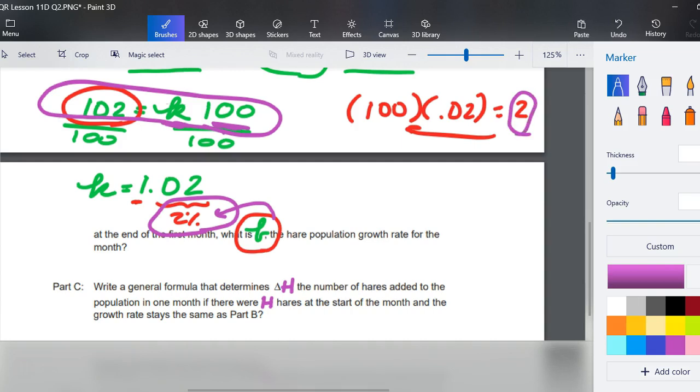Well, we had 2 as the change in H, but we're playing around with all of this information. How could we write the change in H with the growth rate, with the number of hares added to the population if there were H hares at the start of the month? So if we have H at the start of the month, we're going to multiply by this B, this constant of proportionality, and in this case it's 0.02 times the number of hares, which is going to get us the number of hares that are going to be added each month.